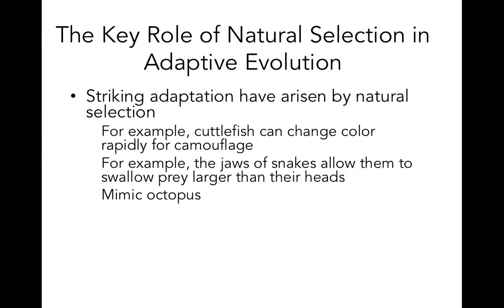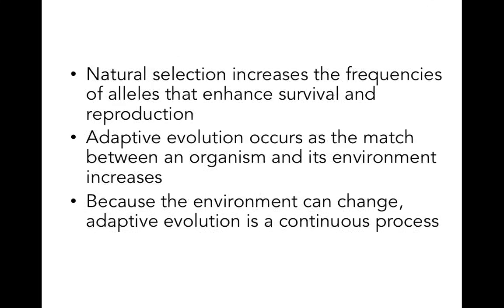So natural selection is really the thing that drives adaptive evolution, that makes populations better suited to their particular habitat. So we can see that some very interesting examples of natural selection have occurred. Color change in cuttlefish and other cephalopods like squids and octopuses. Jaws of snakes that unhinge to allow them to eat prey that are larger than their heads. Mimic octopus, another type of mollusk.